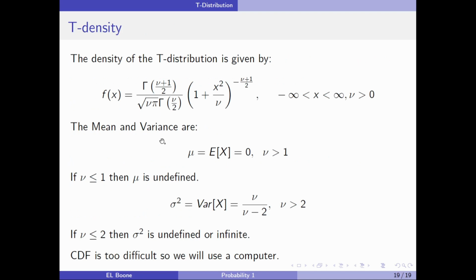All right, so quick review here. This is the density. Here's the mean. Here's the variance. It has conditions on when it exists and doesn't exist. It kind of freaks people out when you tell them a distribution with 1 degree of freedom has no mean or variance. People go, what? It's true. It's a distribution that has no mean or variance. Okay, so the CDF is too difficult, so we're going to use a computer to handle this. So don't panic. It'll be easy to do.